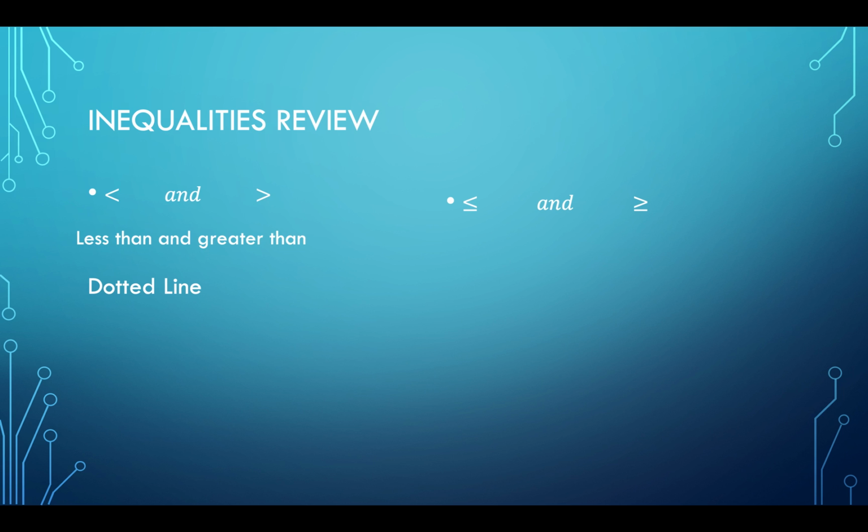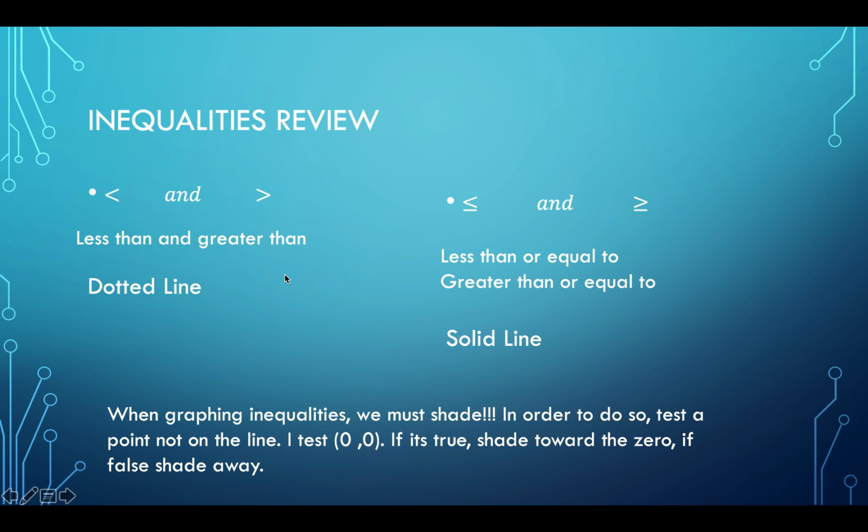And over here we have less than or equal to and greater than or equal to. Less than or equal to is on the left-hand side, and greater than or equal to is on the right-hand side. And when we graph these on the coordinate plane, we are going to have a solid line because of that equal to sign underneath the inequality symbol. That little line right there automatically means we're going to have a solid line. So we see that line underneath, solid line. No line underneath, we're going to have a dotted line.